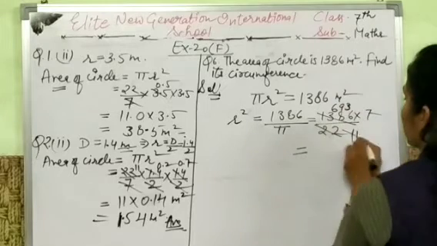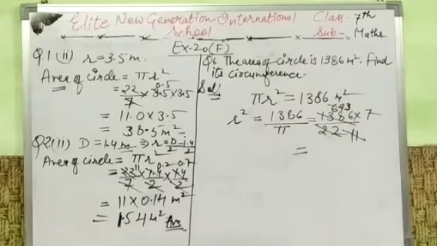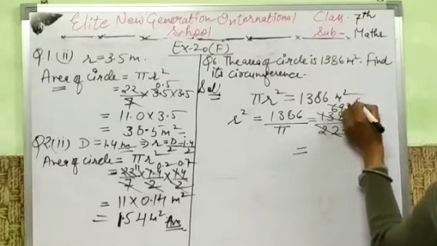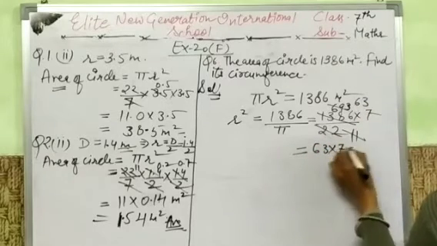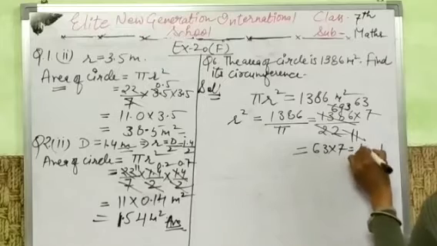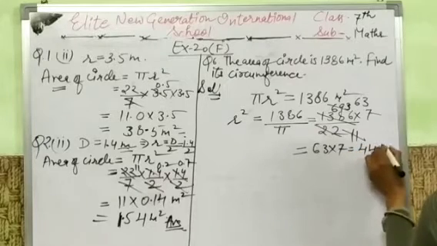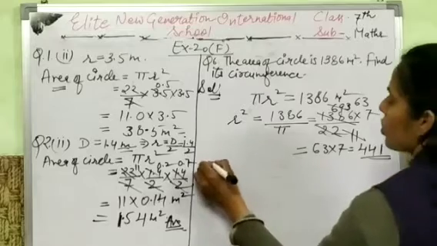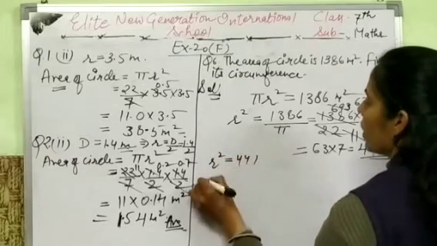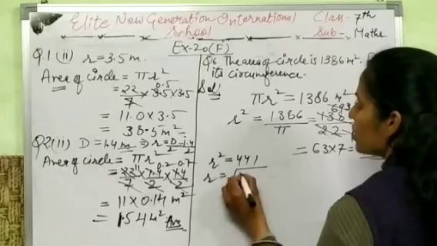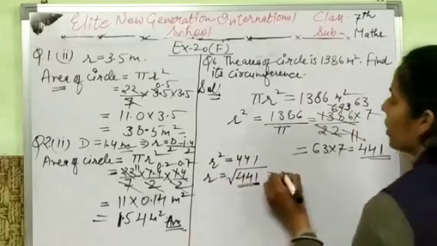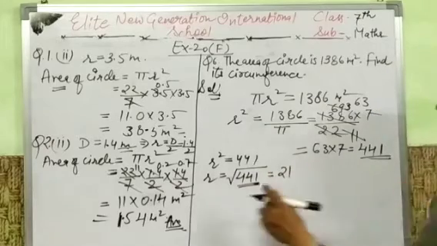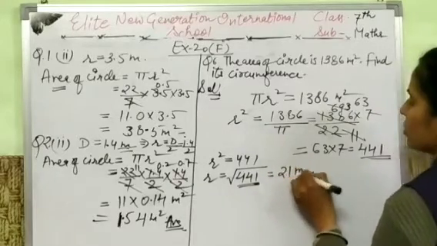Okay. So when we again cancel out, we'll get 63 into 7, so 441, which is equal to r square. So r square is equal to 441. Now we can write r is equal to square root of 441, and this is the square of 21. So here we get the value of r, which is equal to 21 meters.